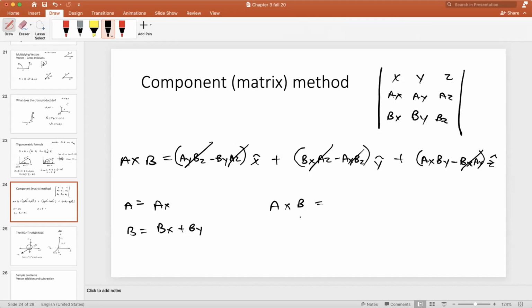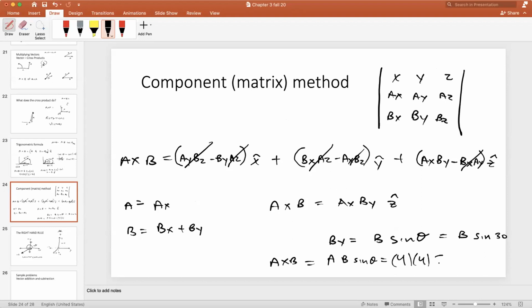And the only thing we get for A cross B, and I know there's X's flying around, is equal to, there's nothing here, there's nothing here, and all we get is AX times BY in the Z hat direction. Now remember that BY was B sine of the angle between A and B, right? So this is B sine of 30. And this is exactly what we got for that first one: A times B sine theta, which was 4 times sine of 30. And there you go, you get 8 in the z hat direction, positive.